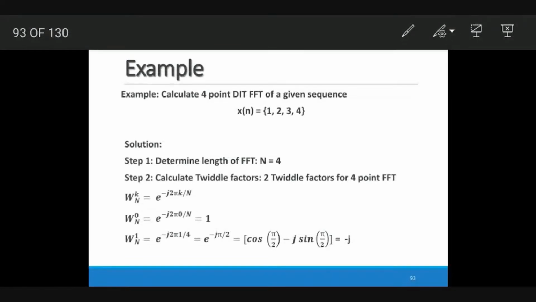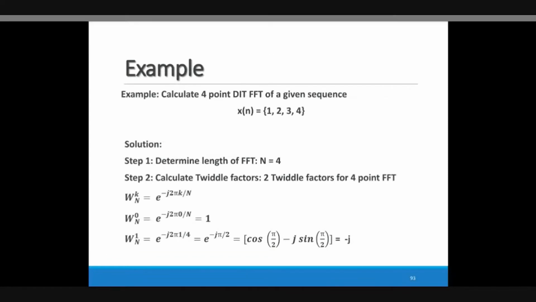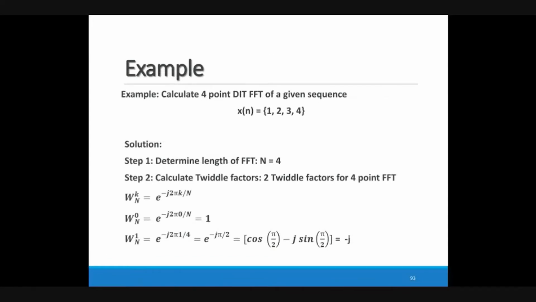So please note down this example. Calculate 4-point DIT FFT of a given sequence. This is the same example which we have solved earlier using the DFT method, or you can say with the help of complex equation and with the help of Twiddle factor. Now, just for the starting of the DIT, to understand how DIT works, we start with the same example of 4-point DIT. After completion of this example, we solve the example for 8-point DIT.